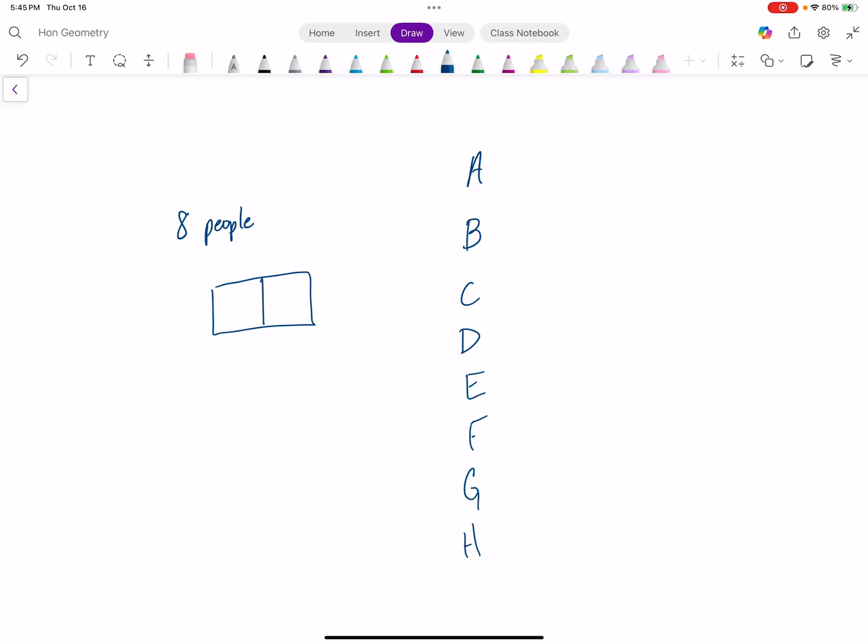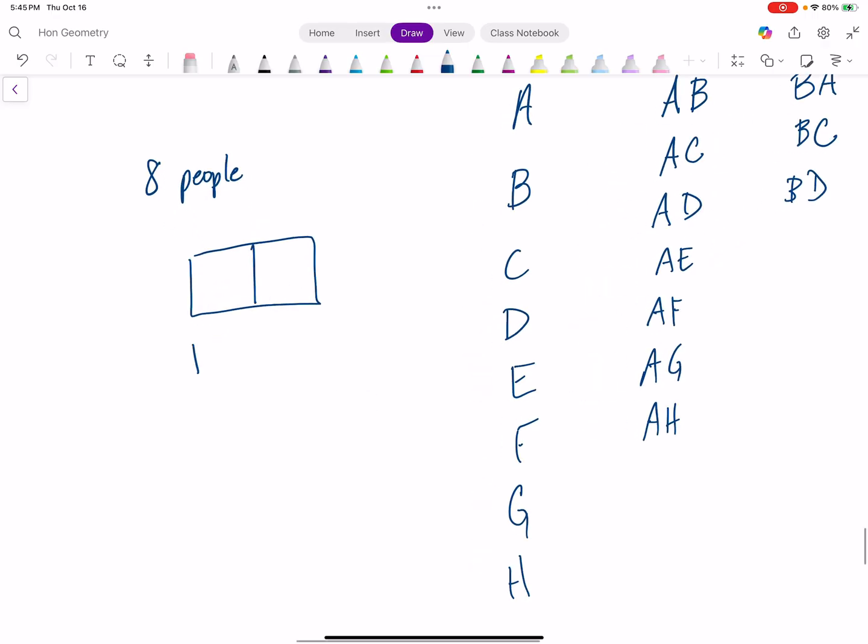So A could come in first and B could come in second. Or A could come in first and C could come in second. Or A, D, A, E, A, F, A, G, A, H. And then we start out with the B's. B could come in first, and then A could come in second, and C could come in second. Like, here's the thing, though. I don't want to sit here and do this.